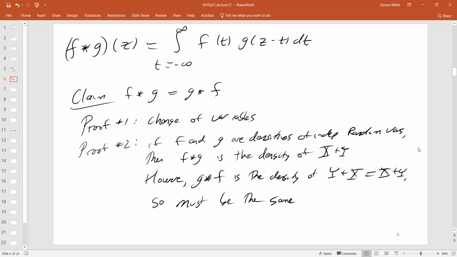So we have Y plus X is X plus Y. So we don't actually have to go through the change of variables. We know F star G is the density of the sum of two independent random variables. G star F is the sum of the two independent random variables in the other order. But since addition doesn't matter which order you do them, they must be the same. Now, proof 2 only works if F and G are probability distributions. It doesn't work in general. So in general, the change of variable is better.